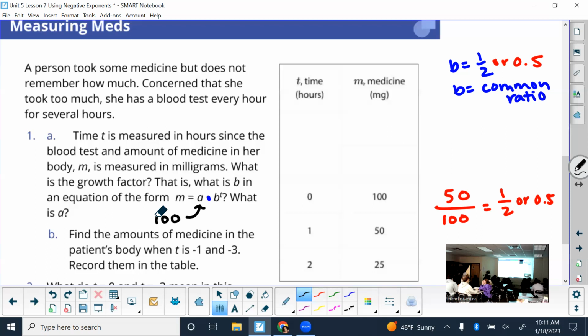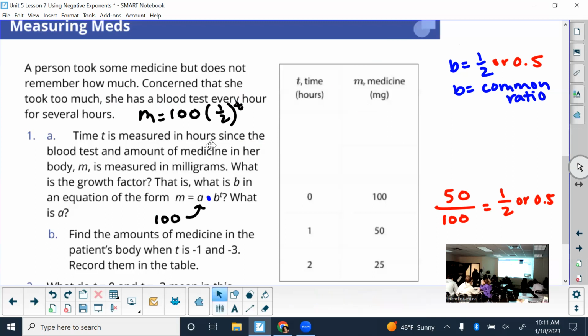So good. So then my equation is, I'll write it up here. M equals 100 times 1/2 to the T. All right, questions on that? So that's how you can find it when they don't explicitly say they started with this amount or that it halves each time. You can find it from the table by looking at the pattern.